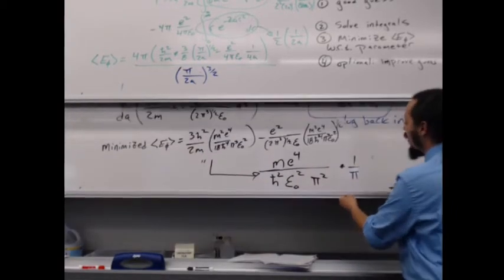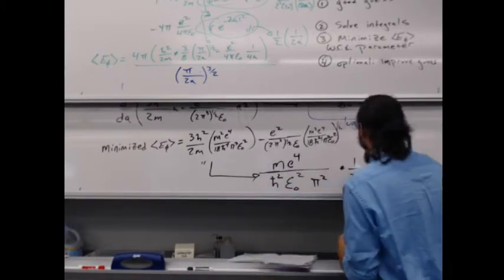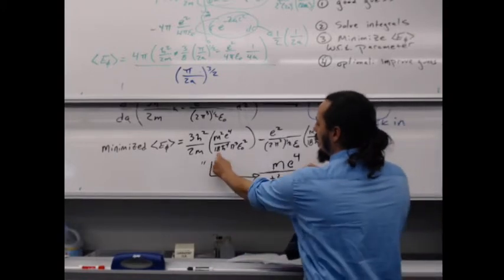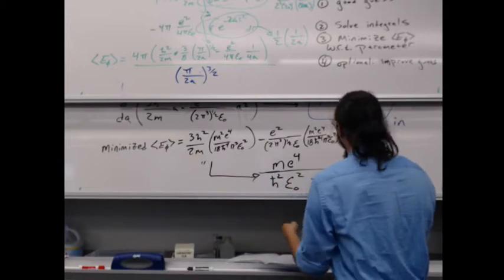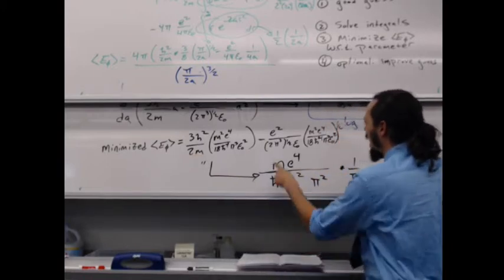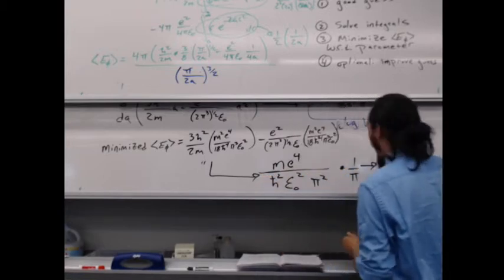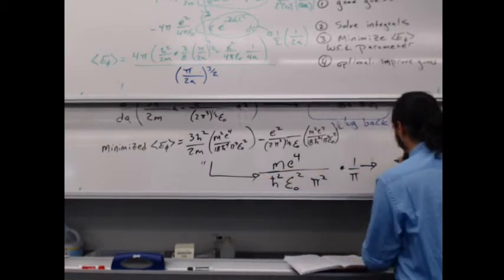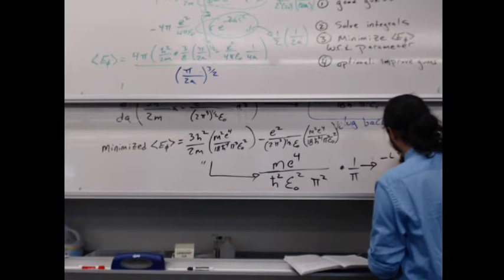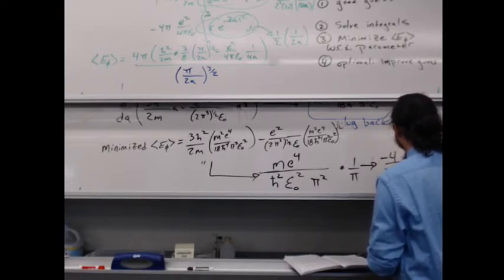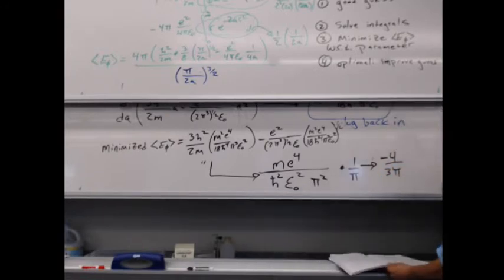The actual value we end up getting, there's an 18 times 2, so there's a factor of 36 there. But the actual value we end up getting is 4/3 times 1 over pi times the Rydberg constant. That's what we actually end up getting.